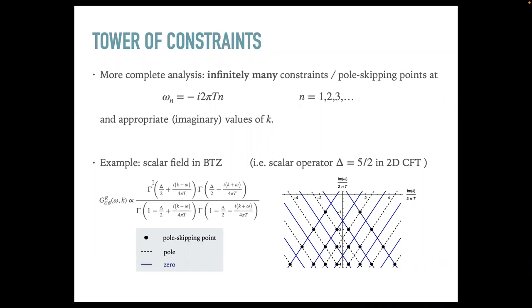If we already know exactly what the Green's function looks like, that analysis I did before, we don't really need to do it. But the real utility of these near horizon constraints is that it allows us to figure out properties of the spectrum in much more complicated examples where it would be extremely complicated to calculate the Green's function exactly.